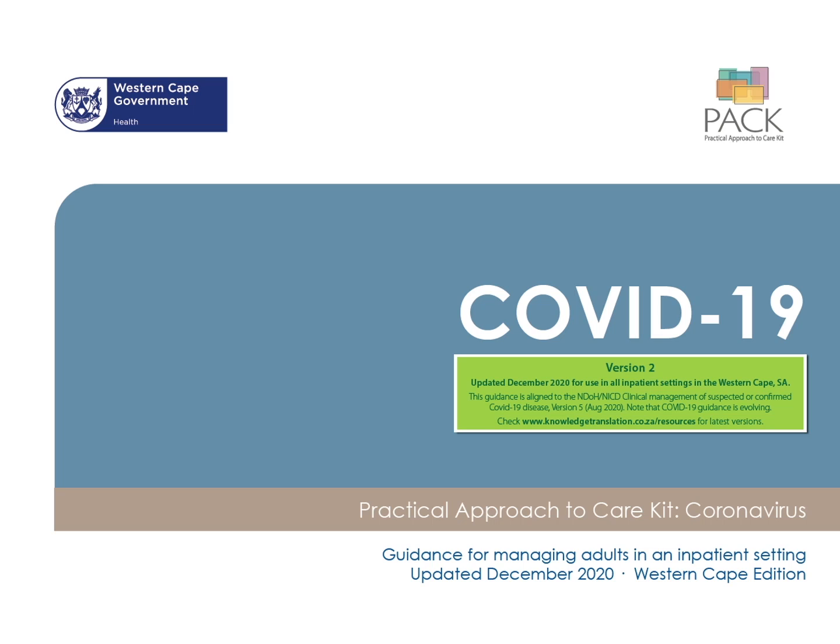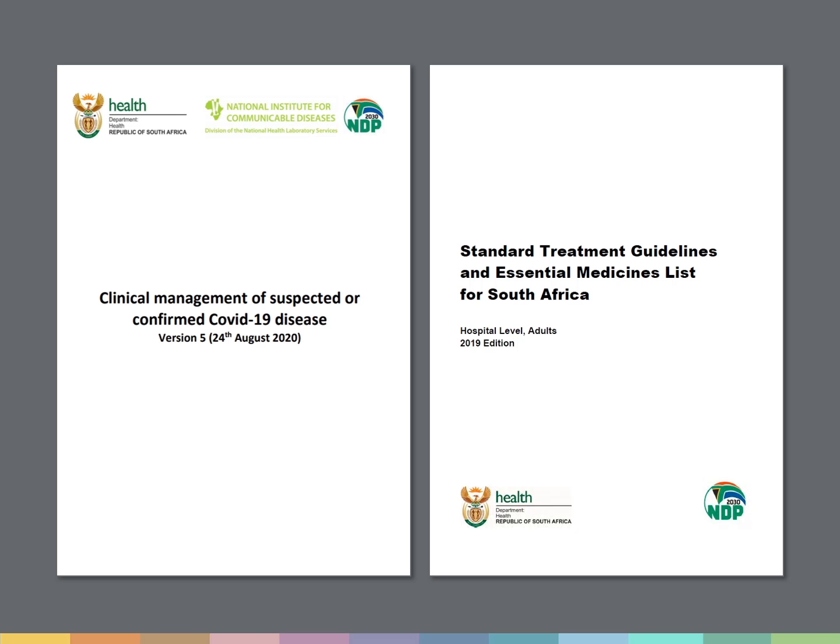Welcome to version 2 of the PAC COVID-19 guidance for managing adults with COVID-19 in an inpatient setting. Version 2 was released in December 2020 and replaces the previous version released in July 2020. This version has been updated to align with the latest guidelines and provincial circulars, including version 5 of the National Department of Health and NICD guideline for clinical management of suspected or confirmed COVID-19 disease, as well as the latest 2019 hospital-level standard treatment guidelines and essential medicines list for South Africa.